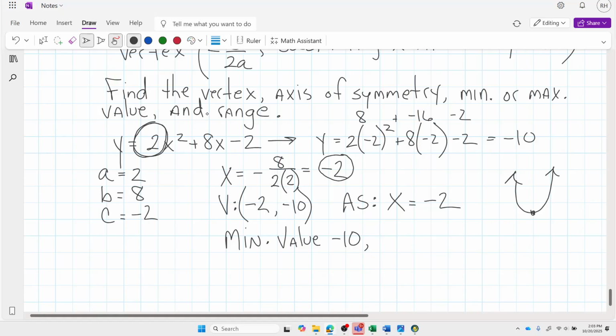Its range, okay? Since the graph opens up, its range is going to be y is greater than or equal to whatever the y value is at the vertex. So y is greater than or equal to negative 10.